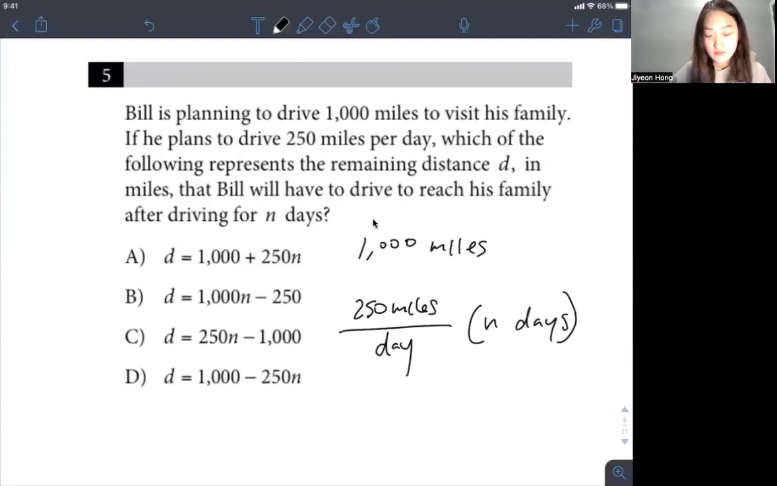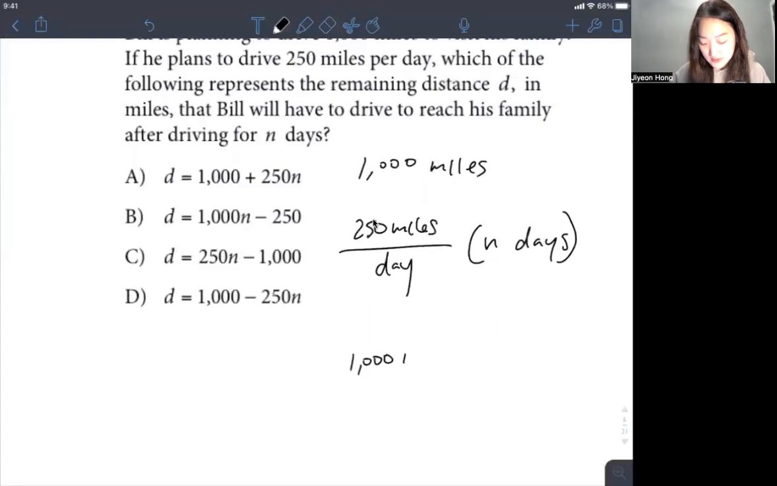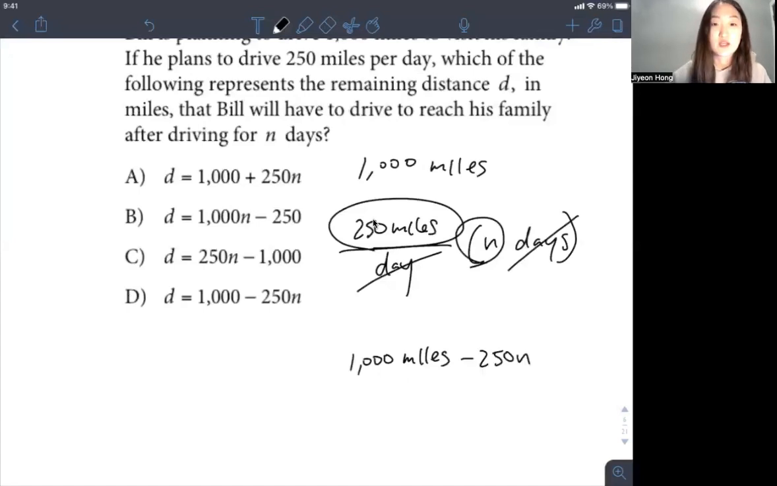1,000 is how much he has to drive. D is how much he has remaining. So basically, from 1,000 miles, every day he's driving 250. So we can multiply 250 times n. It cancels out days and we get miles, right? So minus 250n. And this represents the number of miles that's left, which is also the remaining distance d. So d is equal to this value, and this is answer choice D.